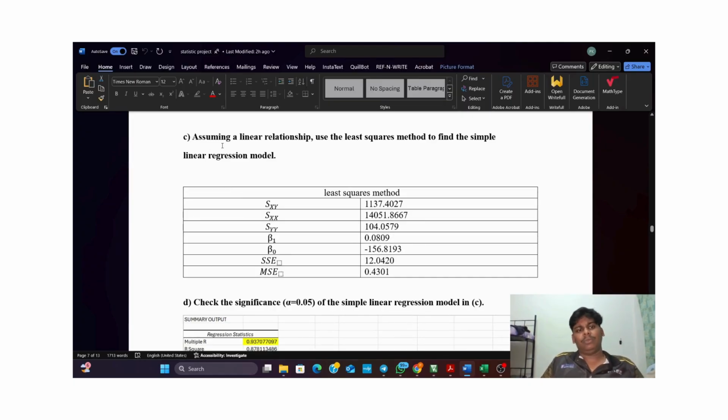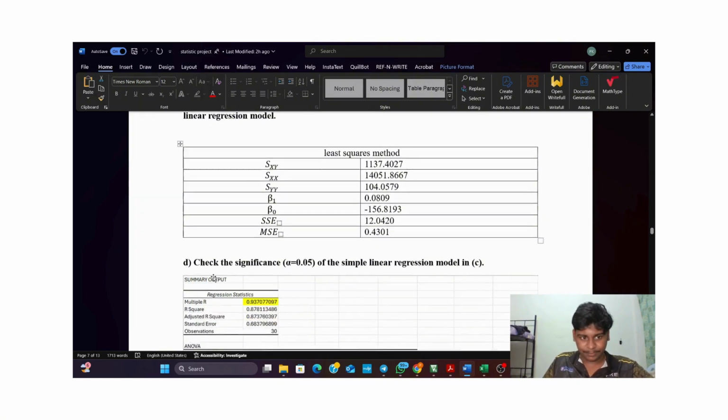For part C, assume the linear relationship. Use the least squares method to find the sample linear regression model. For the Sxy, we get 1137.4027, and for the Sxx, we get 14051.8667, and Syy we get 104.0579, and beta 1 we get 0.0809, and beta 0 we get negative 156.8193. For the SSE we get 12.0420, and MSE 0.4301. Okay, later my group mate will show the manual calculation.